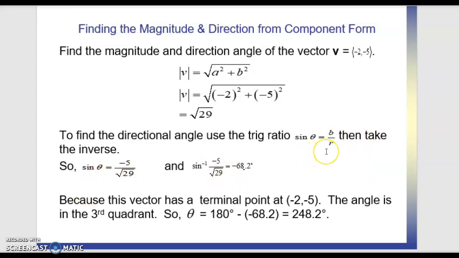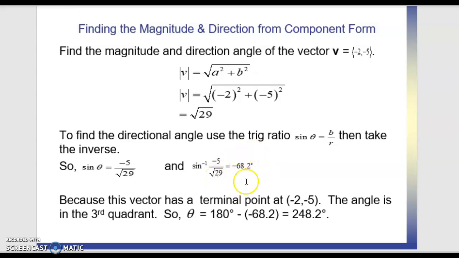So substituting into our formula, our B value is -5. It was given. R, we just calculated it. It is our magnitude, the square root of 29. So substituting that in. And then to find the angle measurement, of course, we pull out our calculator and just take the inverse sine of -5 over the square root of 29.